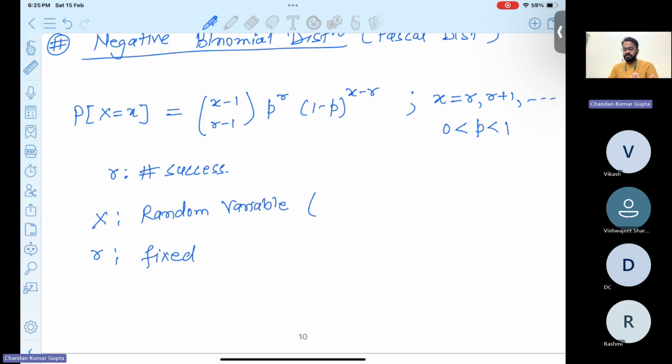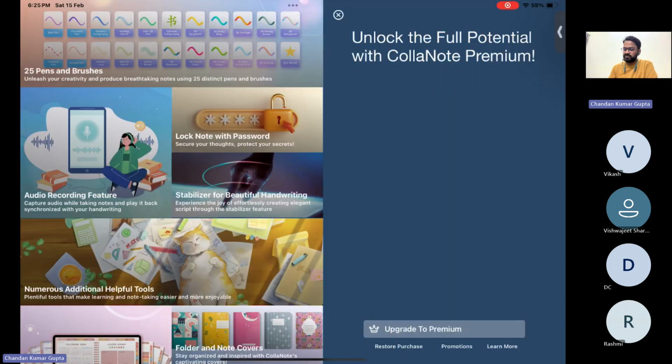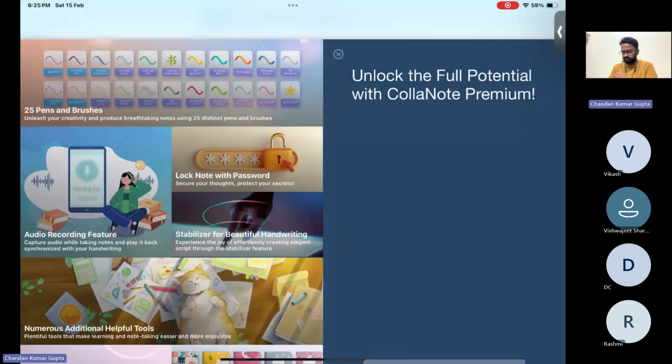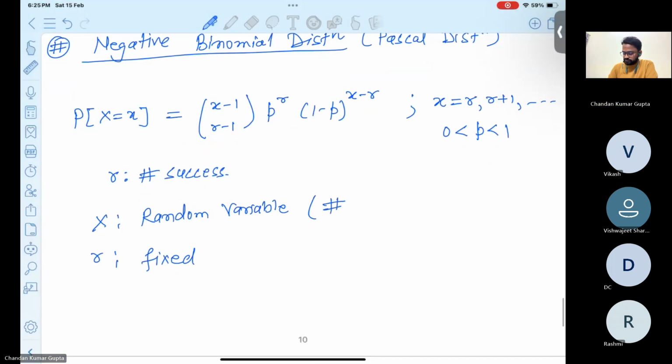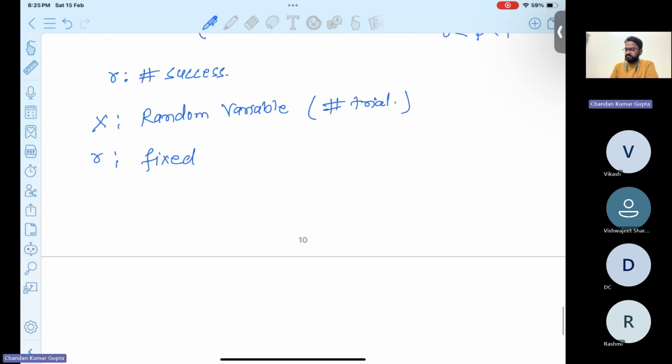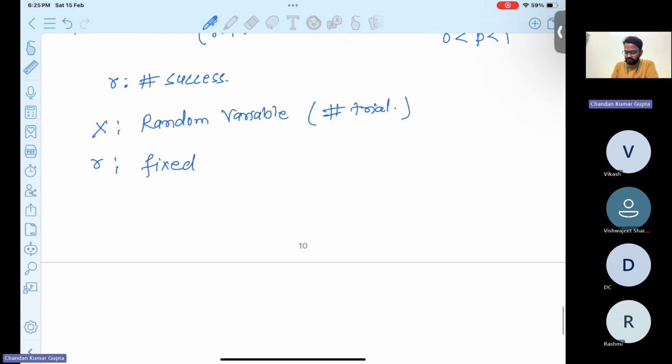So in the binomial distribution, n is fixed, but the number of successes is a random variable. Here it is inverted, actually. That's why some people term the negative binomial distribution the inverse binomial as well, where the number of successes is fixed. We will discuss these things with numericals so that we have a better concept.